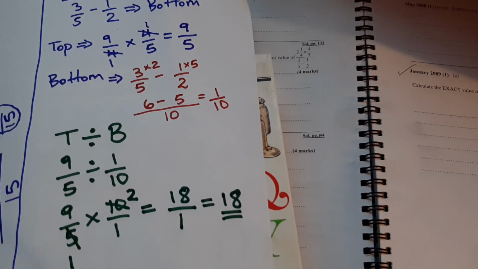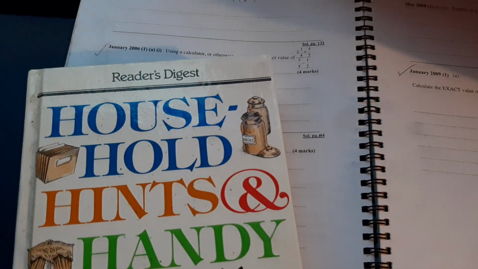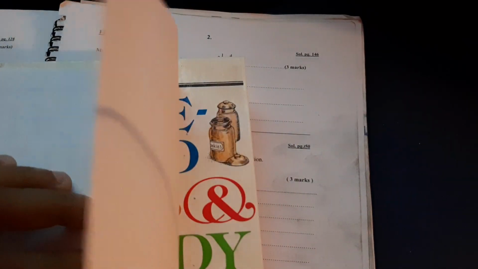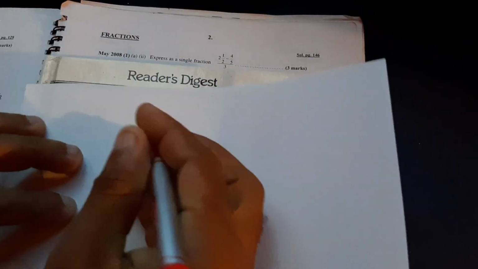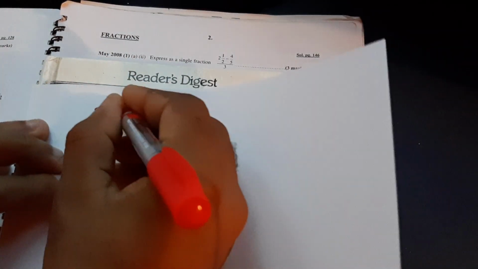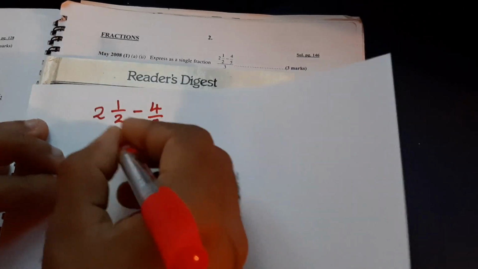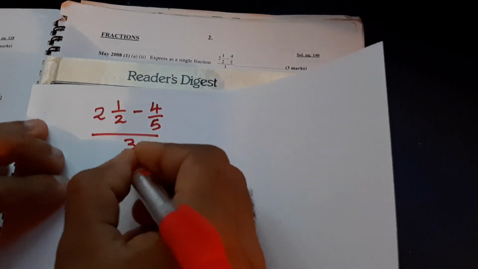So I'm just going to work a few more examples. And remember, these are past paper questions. I worked one like that before. Work one like this now. So with this one, this is a 2008 May question. We have 2 and a half minus 4 over 5, all over 3 over 4.